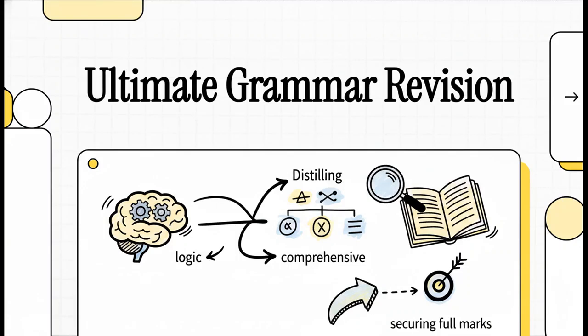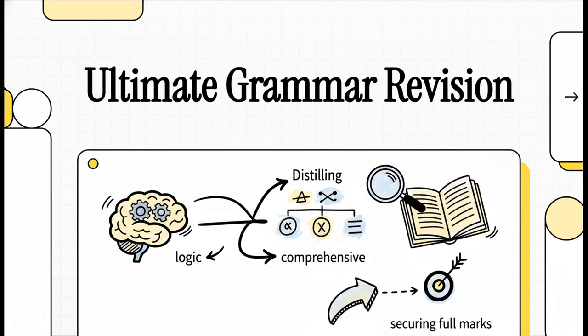Welcome to this explainer, which is basically designed to be your ultimate revision guide for securing full marks in your upcoming English Grammar Board exams. Today, we're taking the absolute highest yield concepts from your 12 major grammar topics and distilling them down into a purely logical framework. So if you've ever felt completely overwhelmed by the sheer volume of grammar rules, believe me, we've all been there. You're in the right place.